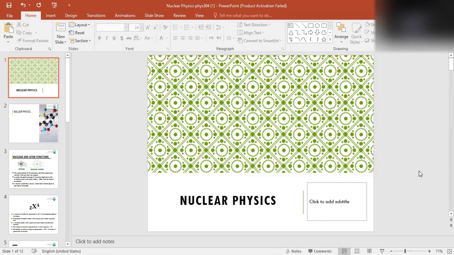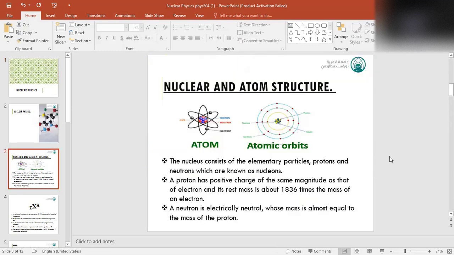Today we will speak about nuclear physics. First, we will start with nuclear and atom structure. The atom consists of a nucleus. This nucleus is surrounded by the electrons which rotate in their orbitals. The nucleus consists of elementary particles, protons and neutrons, which are known as nucleons.